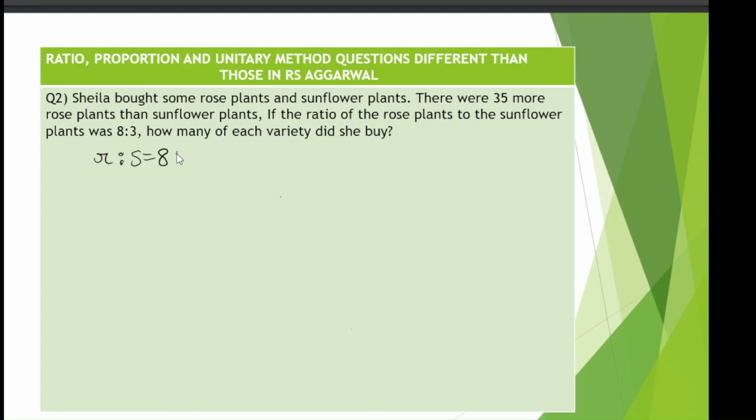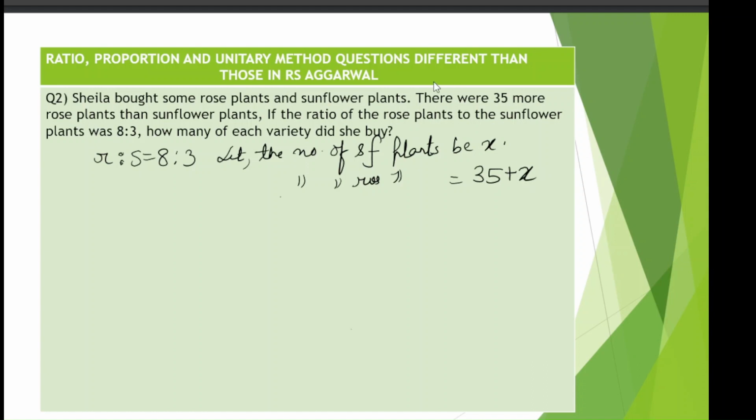Now, rose plants is to sunflower plants is given to us, that is 8 is to 3. Now, let the number of sunflower plants be x. I'm just writing SF, sunflower plants be x. Then what will be the number of rose plants in terms of x? Then it will become 35 plus x, because there are 35 more rose plants. It's already given here, 35 more rose plants than sunflower plants. So rose plants will be 35 plus x.